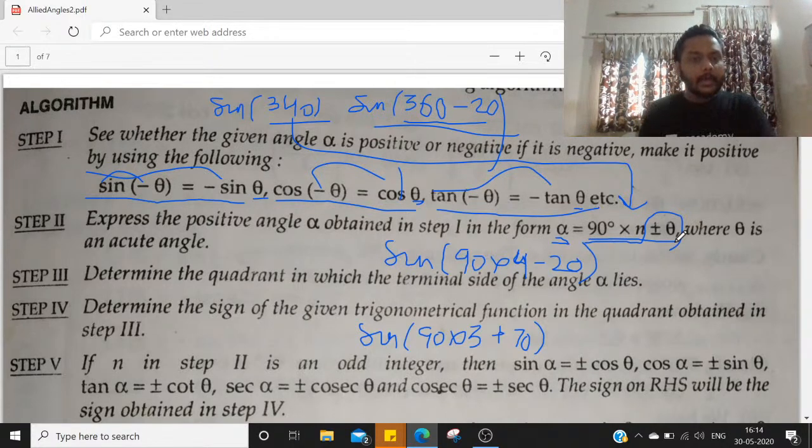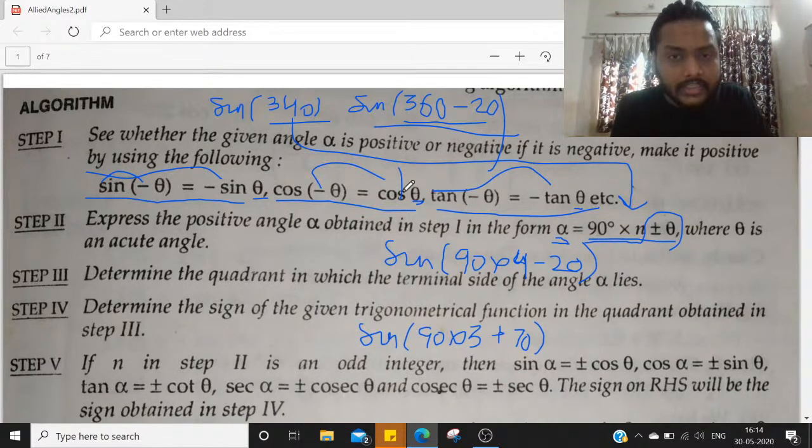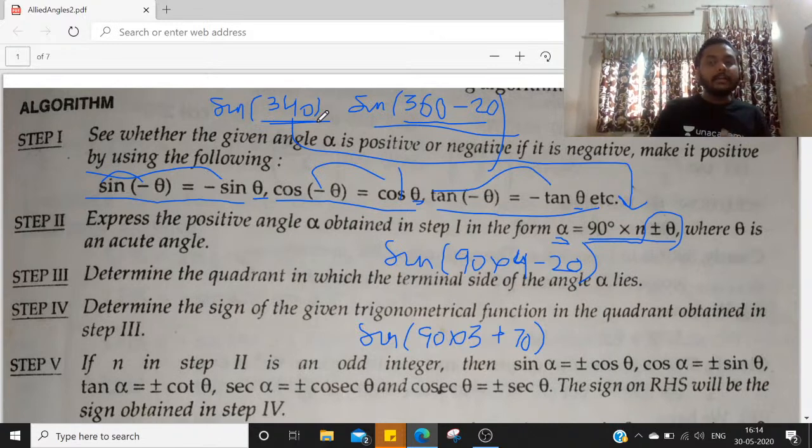Moving forward, guys, what I'm going to do next is this. अब मैं ये पता लगाऊंगा कि ये जो angle मेरे को यहाँ पर दे रखा था, the angle that I have been given over here, guys, जो angle की मैं बात कर रहा हूँ 340, ये angle मेरा कौन से quadrant में lie कर रहा है?